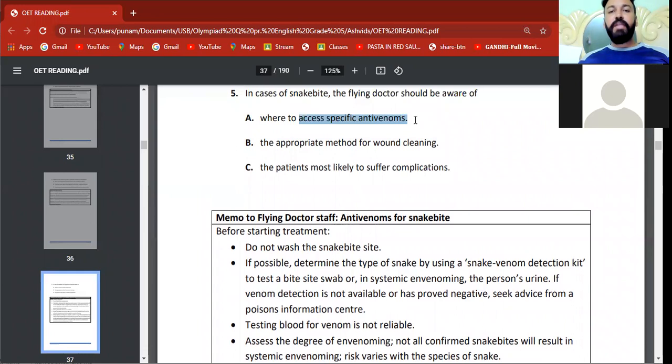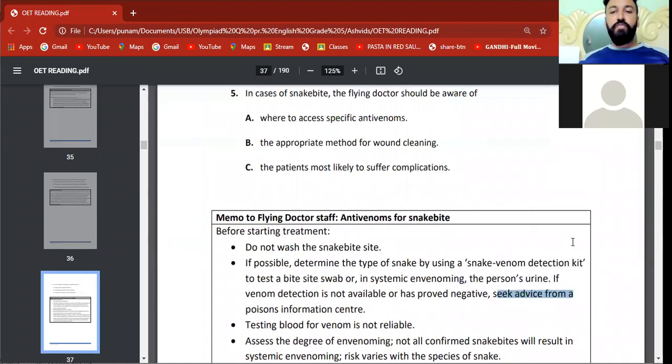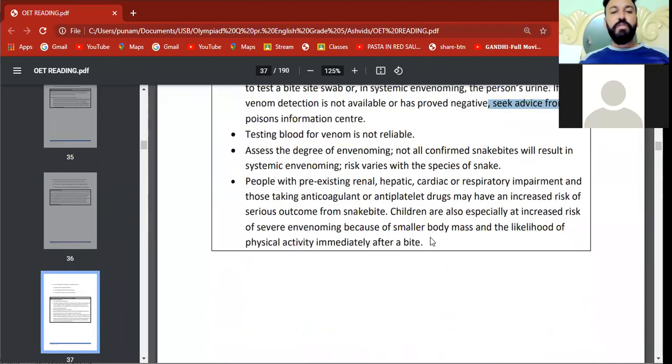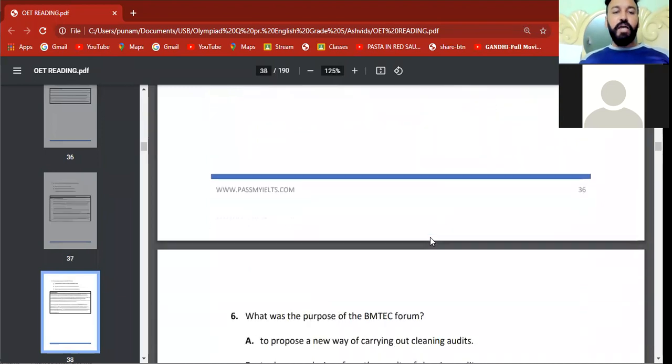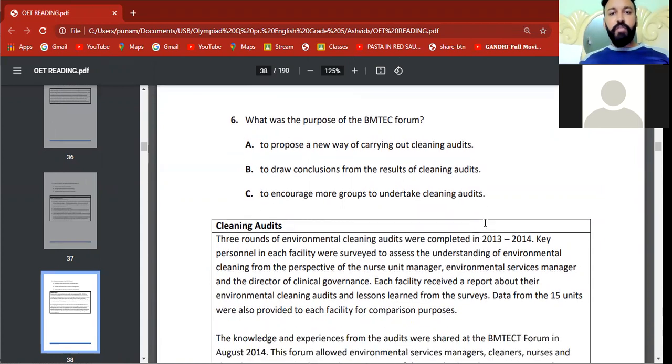To simply put, in accessing specific antivenoms, we have to understand that accessing and seeking advice are way different. There's no mention about any antivenom here. Clear? Is it done? Let's go for the last one. You're doing pretty good. Only the fifth one was the issue. But this is how you will be sure of yourself, if you know what kind of errors can be there. Now let's go for the sixth one.